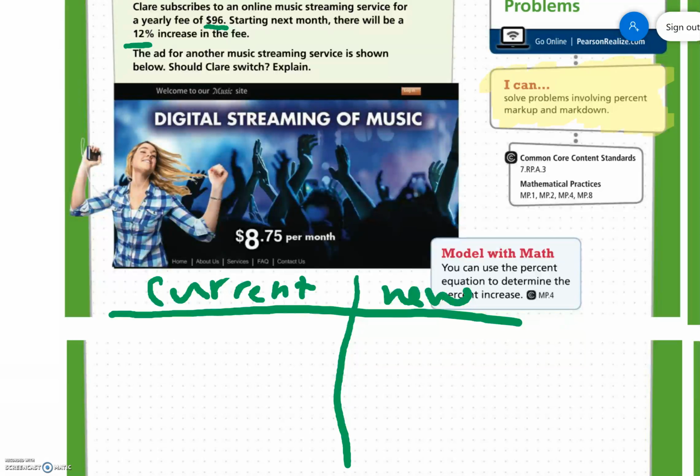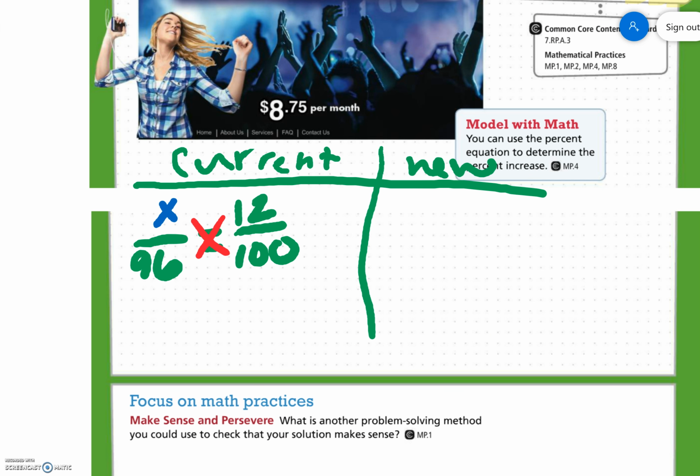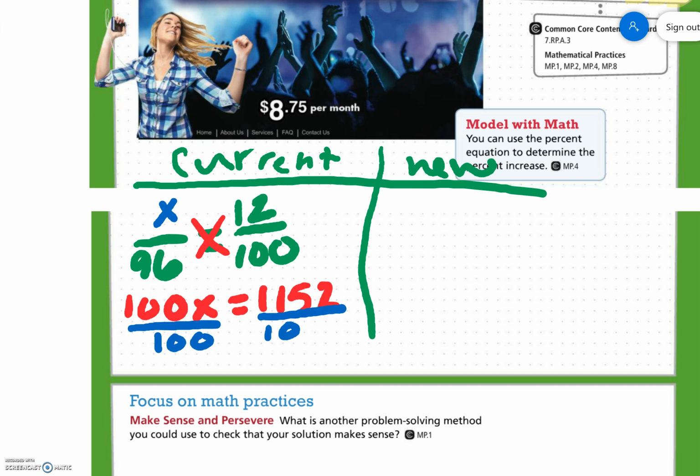Okay, so current, we know it starts at 96, so that's our whole, and we know they're having a 12% increase, so that 12 goes over 100. So we're trying to figure out what that increase is. So we're going to cross multiply. X times 100 gives me 100x, and 96 times 12 gives me 1,152. Solving for x, I'm going to divide by 100 on both sides.